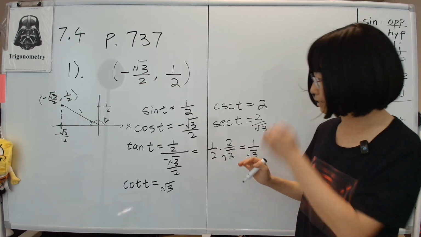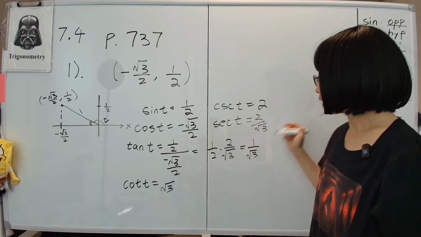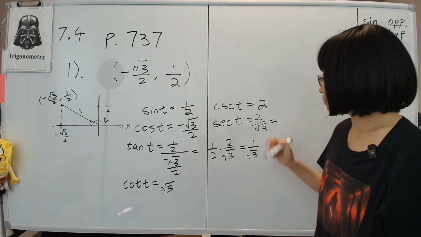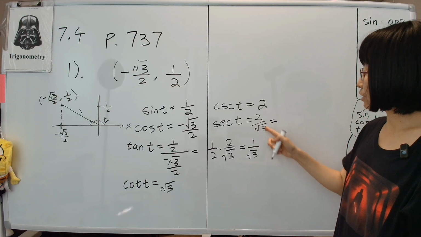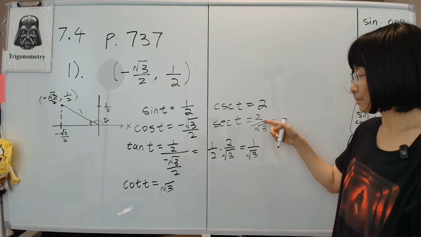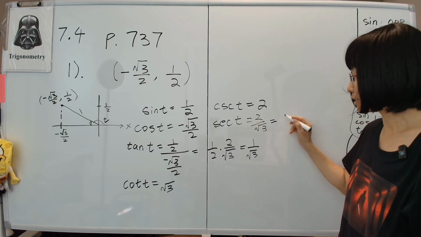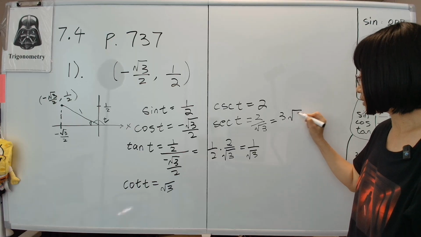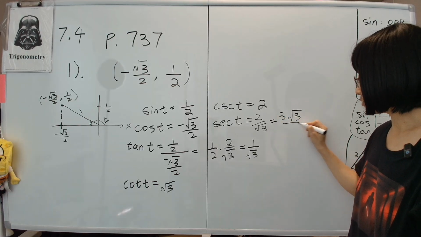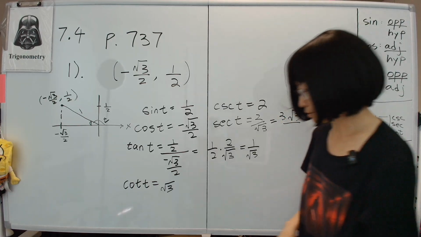So that is the answer for all our 6 angles. Most of the time, you're required to rationalize the denominator because there's a radical sign here. So we'll do that by multiplying the square root of 3 on top and bottom. So this is a 2 here.